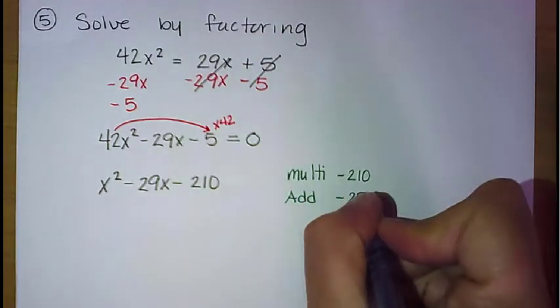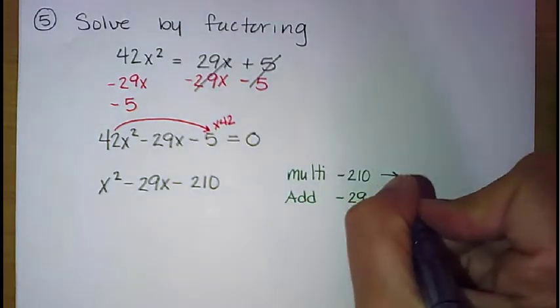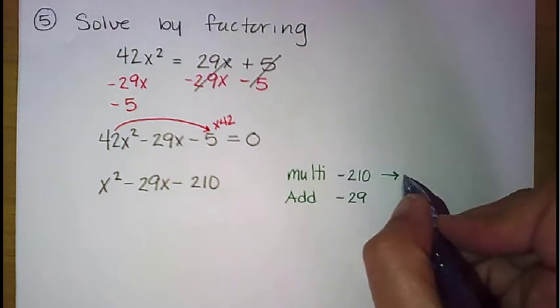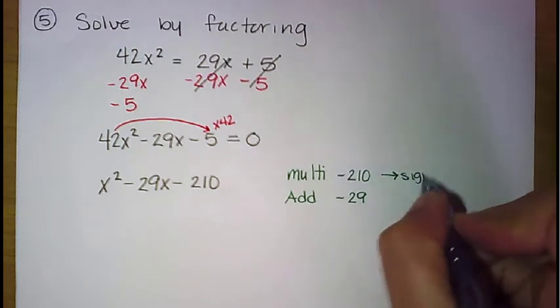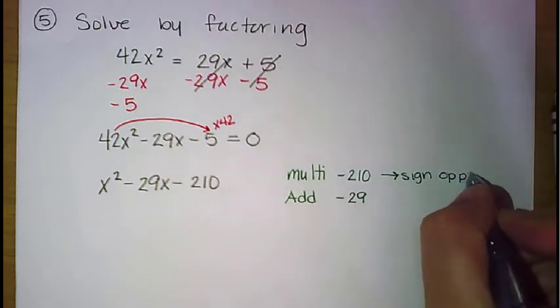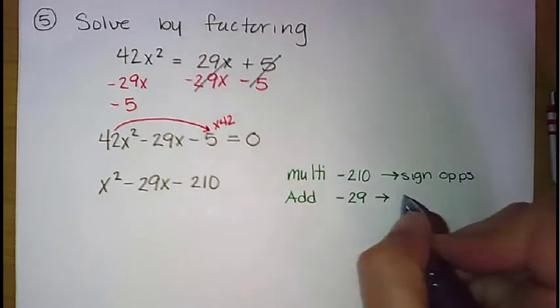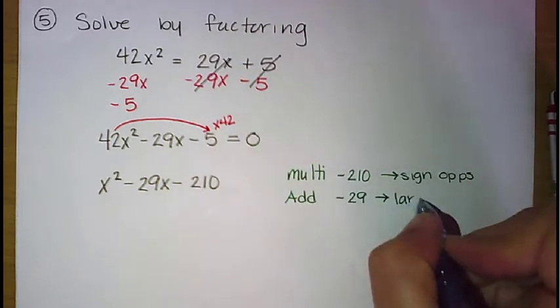Since this is also negative, our larger number is negative. Okay? It just kind of gives you an idea of where to start and where to go from there. So let's look at this 210.